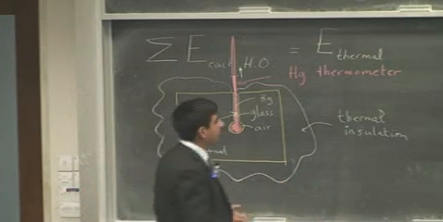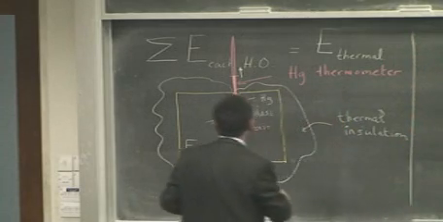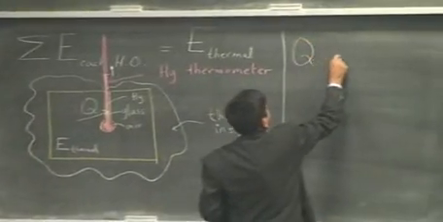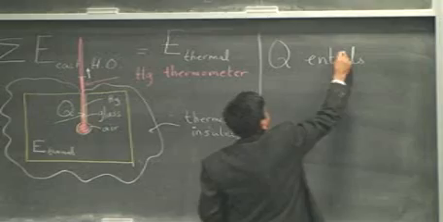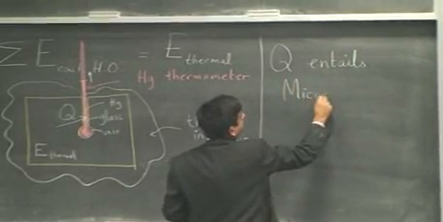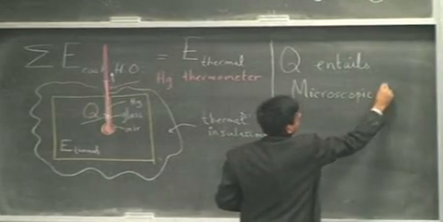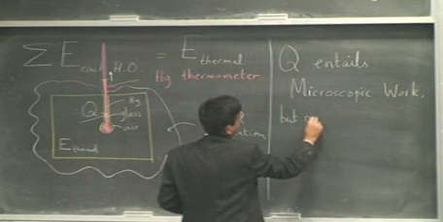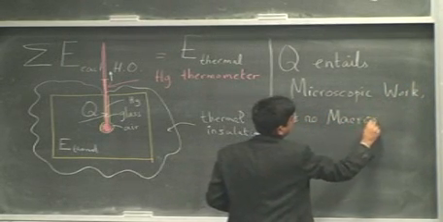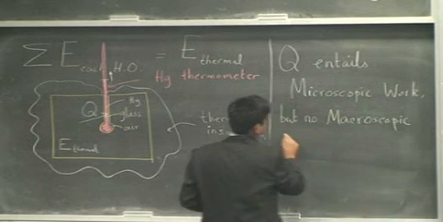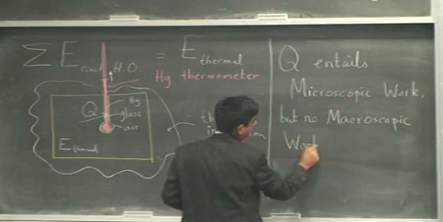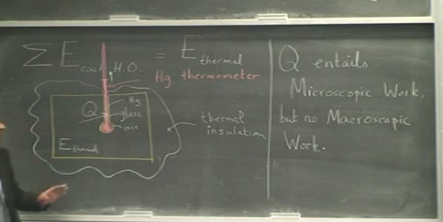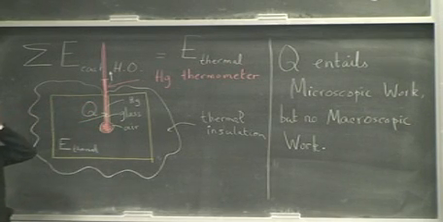Okay? So this energy transfer, which I denote by Q, this energy transfer Q entails microscopic work but no macroscopic work. And eventually there is transfer of thermal energy to the atoms of mercury.